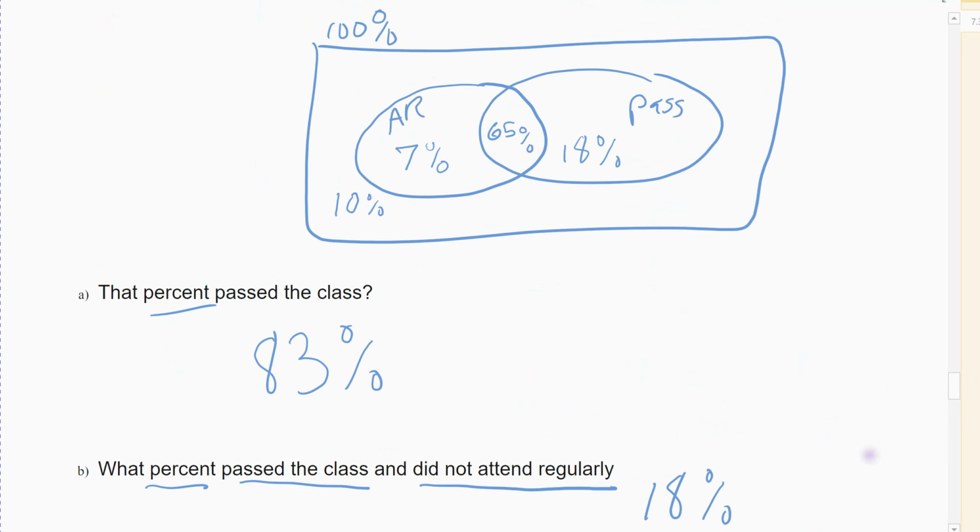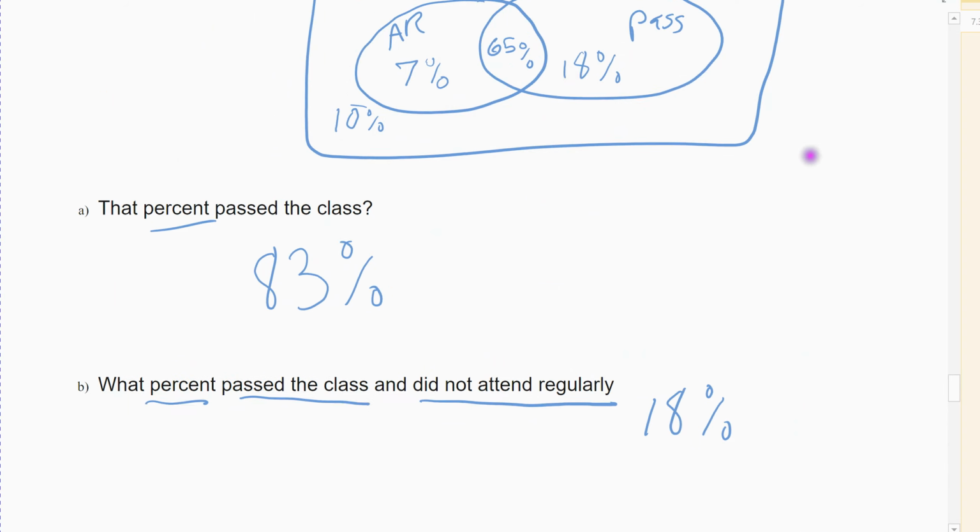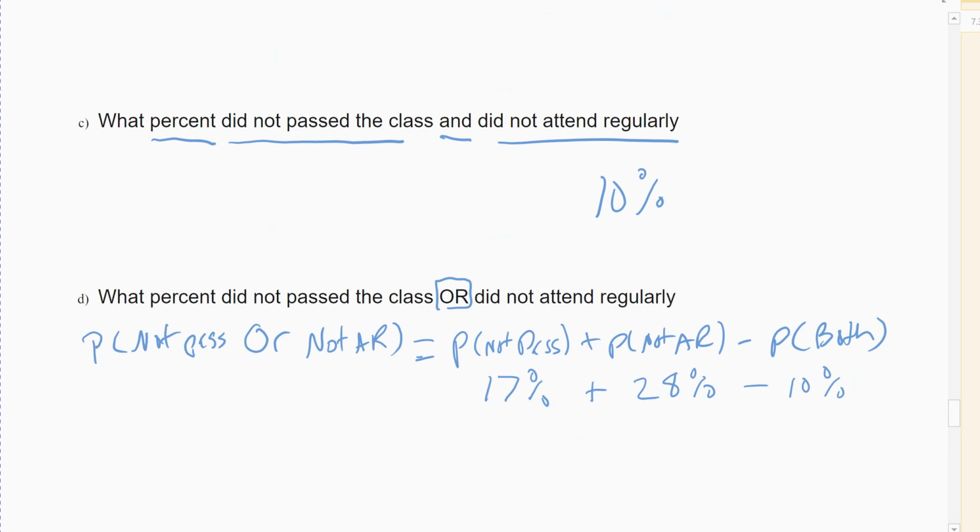So not passing was the 17%. Not attending regularly was this 18 and this 10, right? 28%. And then I have to subtract away 10% because that landed in both groups. 10% were part of those who did not pass and did not attend regularly. So 17% plus 28% minus the 10% is 35%.